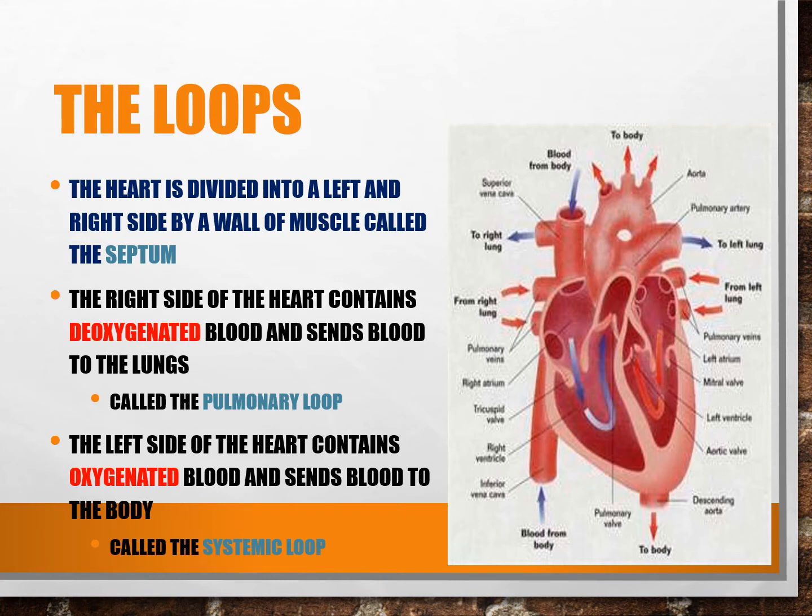So the left side of the heart is oxygenated blood. It's going to do the systemic loop. It's going to pump blood to the body, and then that blood will pick up waste products and come back to the right side of the heart. The right side of the heart will then take that blood that has carbon dioxide in it and take it to the lungs where gas exchange takes place. Oxygen gets put in the blood, and it comes back to the left side of the heart.